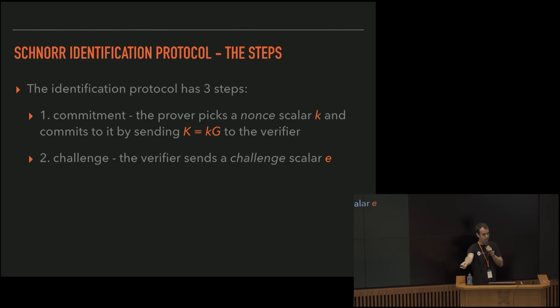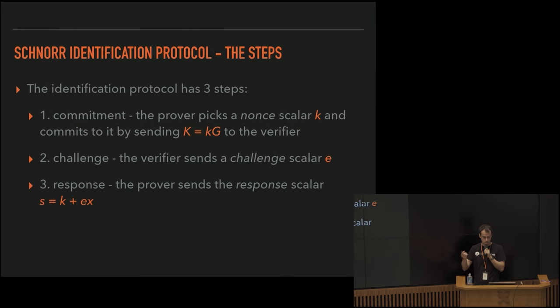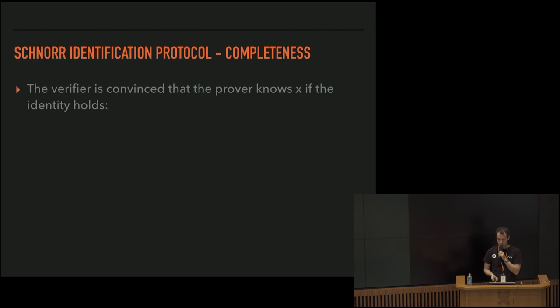So I've sent you big K, you send me a challenge, and that's just a scalar e. And then I send you a response, which is s. It can be a signature, that's why it's s, but s is k plus e times x. And these are all scalars. So little k is a scalar, it's just a number. e is just a number that you've challenged me with, and x is my private key. Again, just a number. So I'm sending you a number.